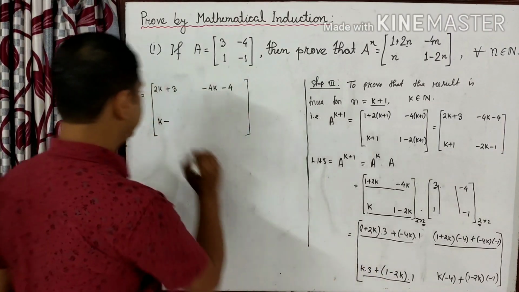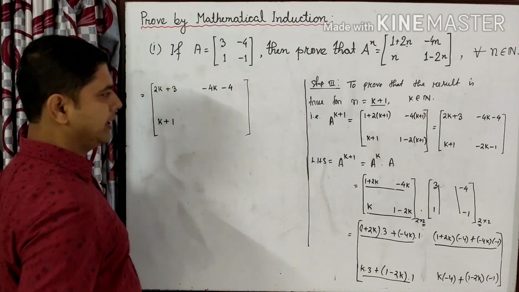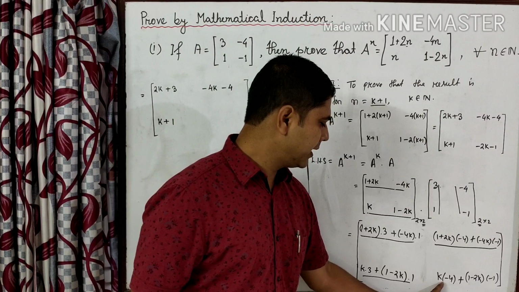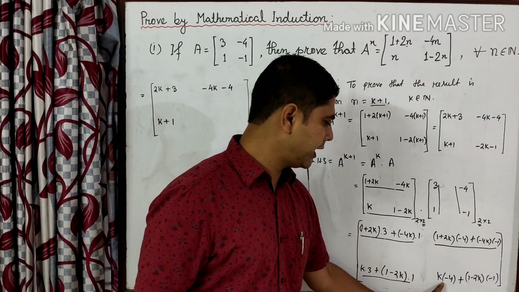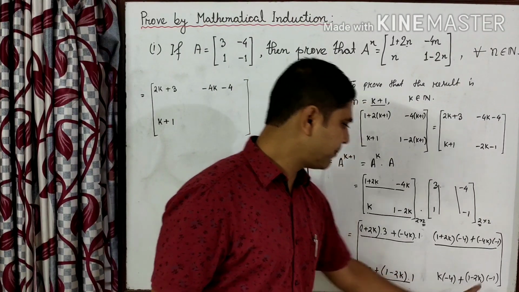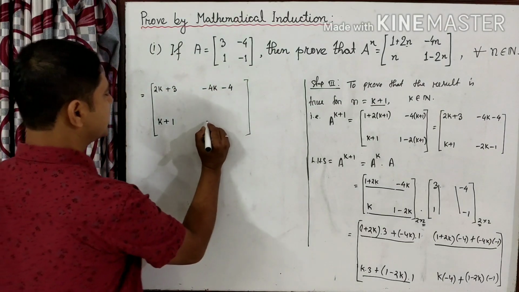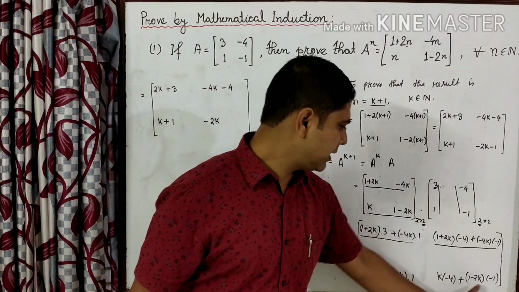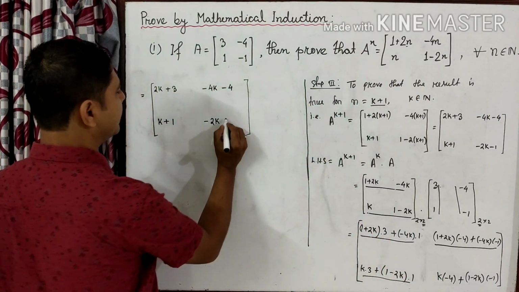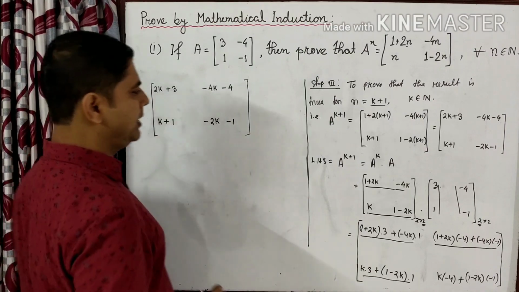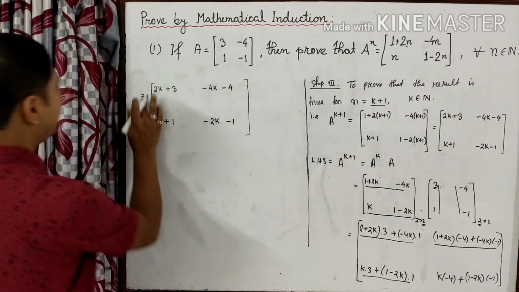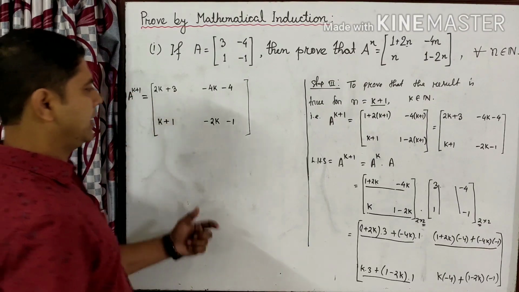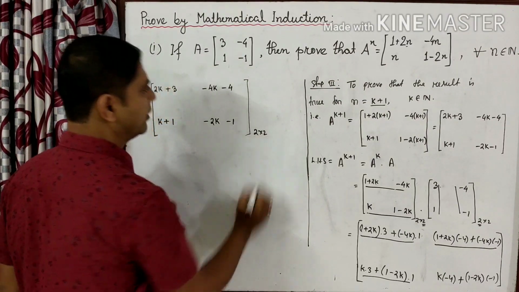And 1 into 1, this one is equal to plus 1, k plus 1. Again, when you simplify this part, k into minus 4k, and this one is what? Plus twice k. Definitely this value is equal to minus twice k. Again, minus 1 into 1, definitely minus 1. You have this. That means the value of a to the power k plus 1 is equal to this part, whose order is 2 by 2.